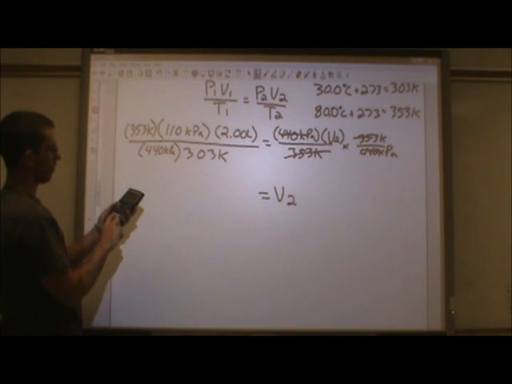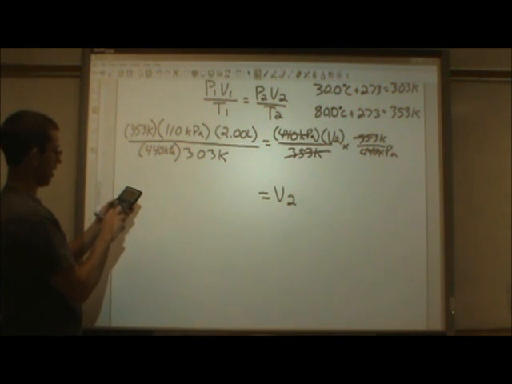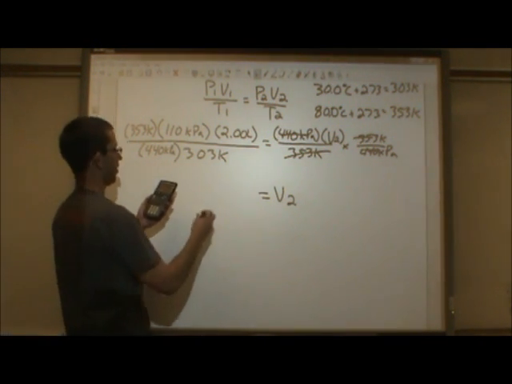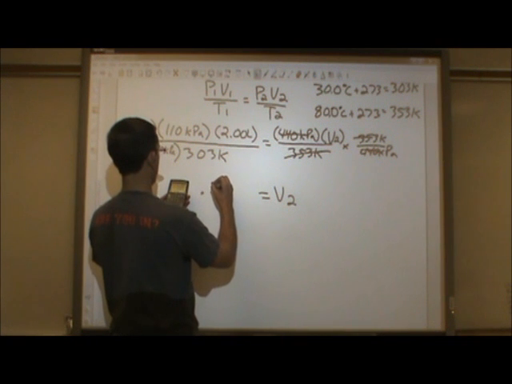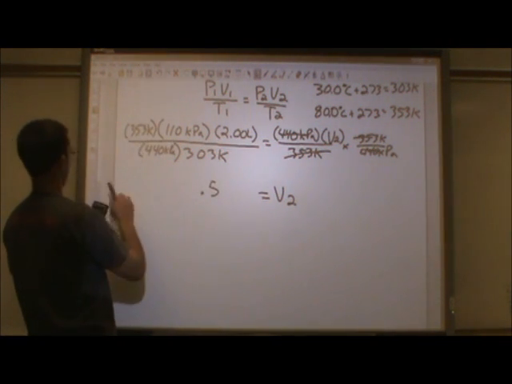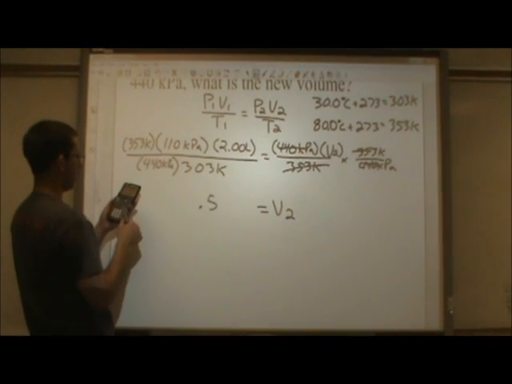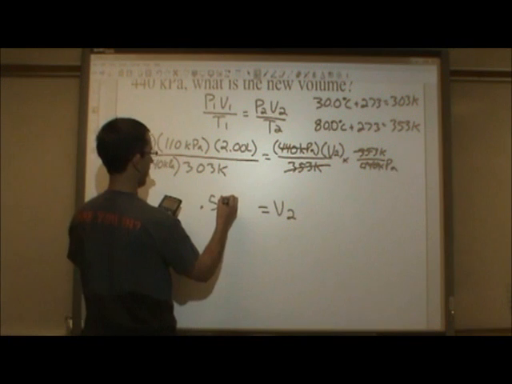Let's put in our calculator 353 times 110 times 2.00 divided by 440. Make sure you put this in parentheses on the bottom, times 303. You get the new volume of, let's see how many sig figs we have. So, what does this 110 say? That 110 only makes up 2 sig figs there. So 0.58.